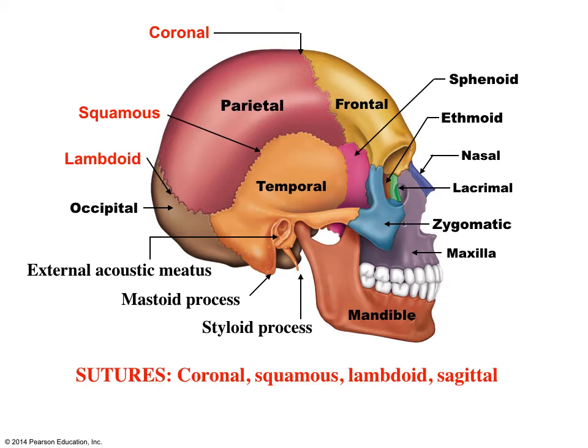Within the temporal bone, you could see other structures including the external acoustic meatus, the blunt mastoid process, the sharp styloid process.